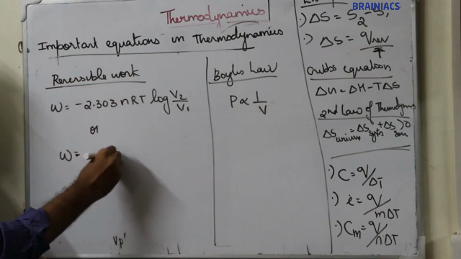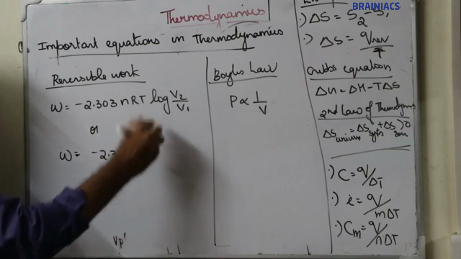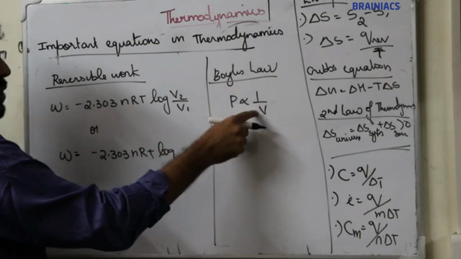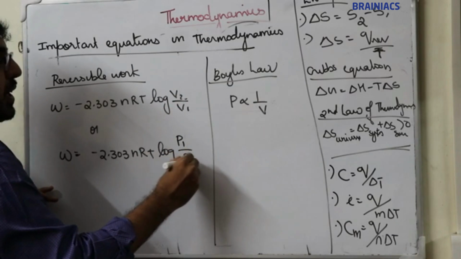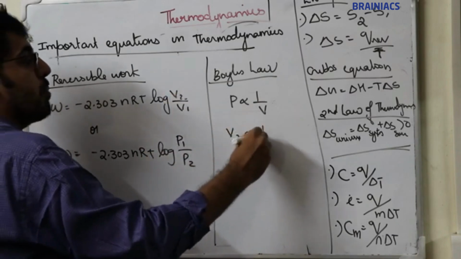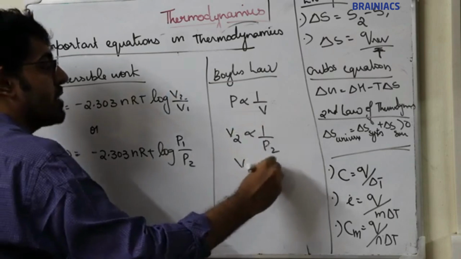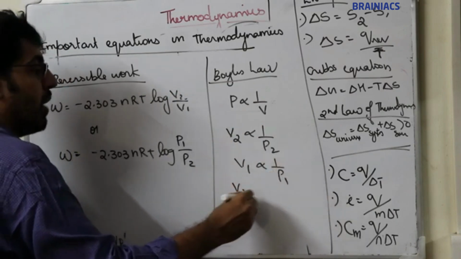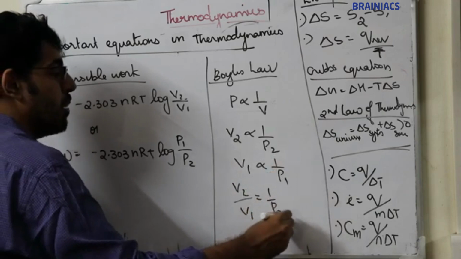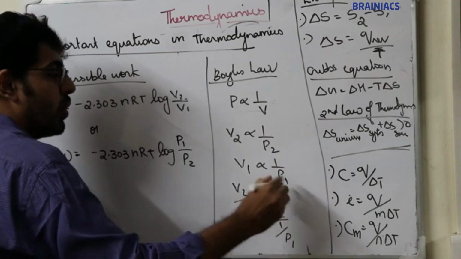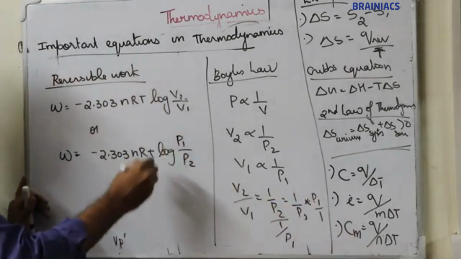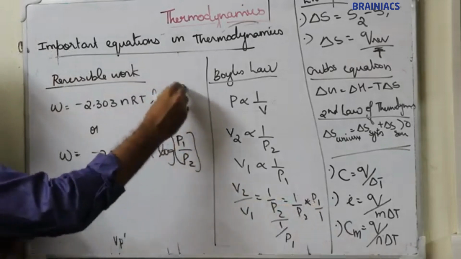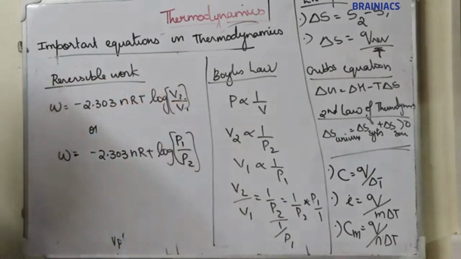W is equal to minus 2.303 nRT log, and since volume and pressure are inversely proportional, instead of V2 by V1 we can write P1 by P2, because V2 is inversely proportional to P2 and V1 is inversely proportional to P1. So what is V2 by V1? V2 by V1 is equal to 1 by P2 divided by 1 by P1, which is equal to 1 by P2 into P1 by 1, so P1 by P2. So this is another equation to calculate reversible work. Instead of volume, you can use pressure also. These are the equations we discussed in thermodynamics.